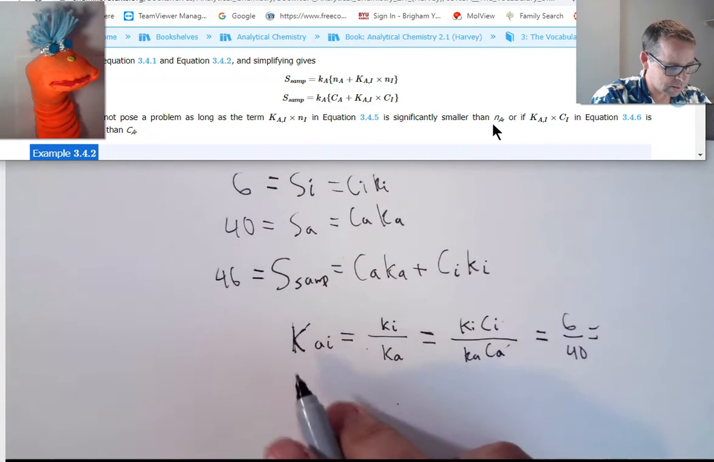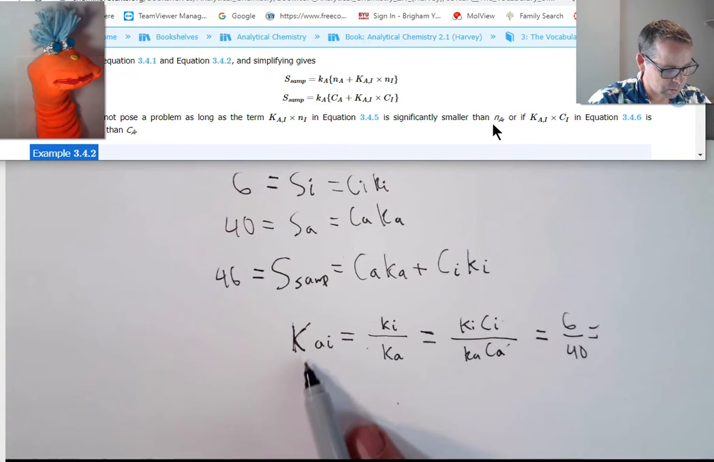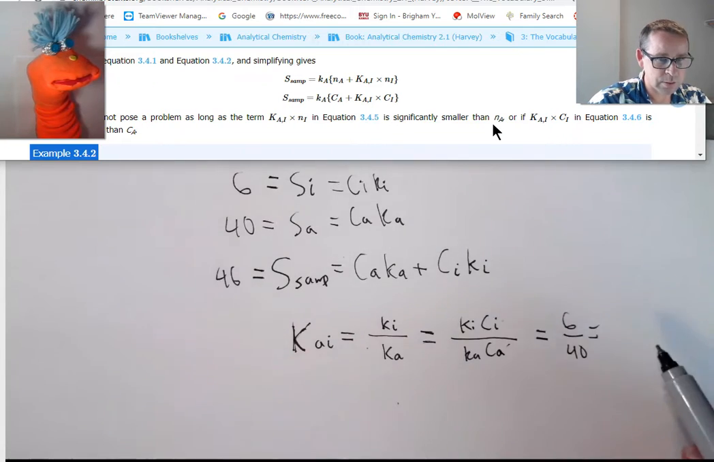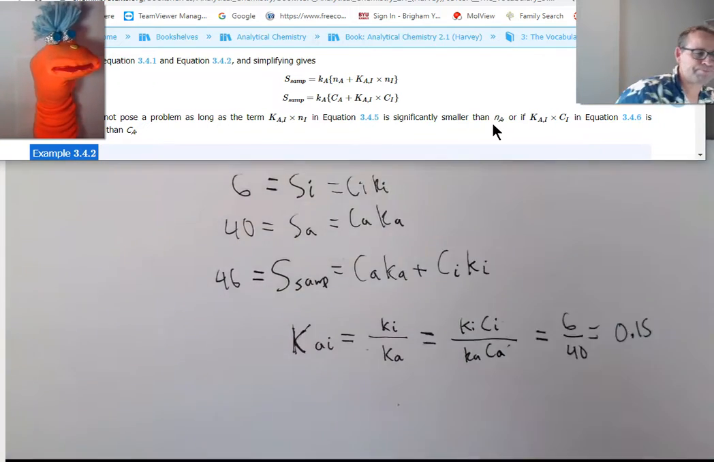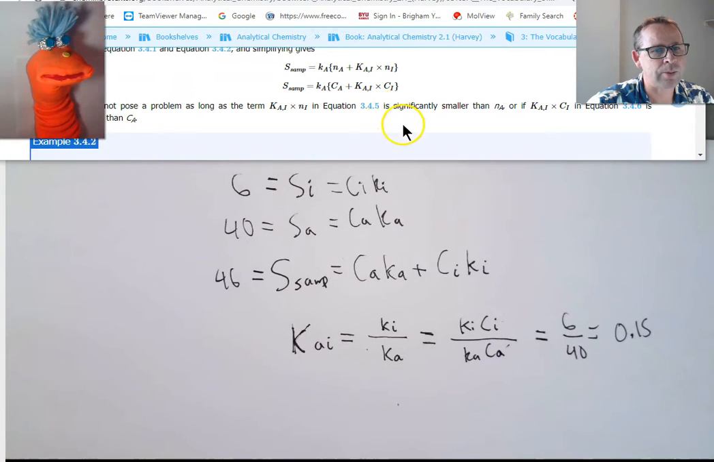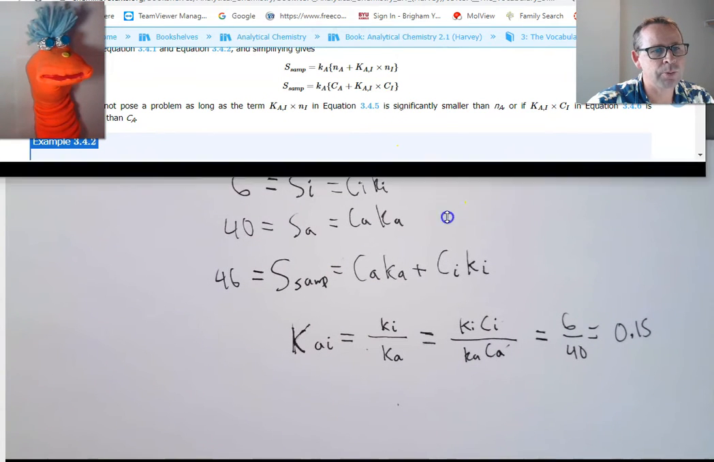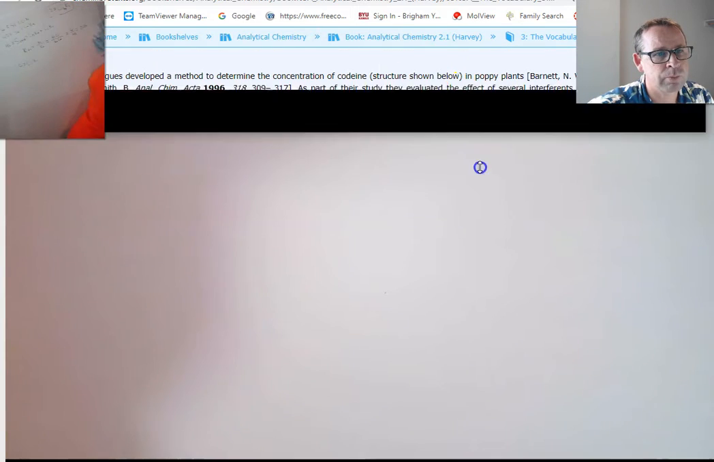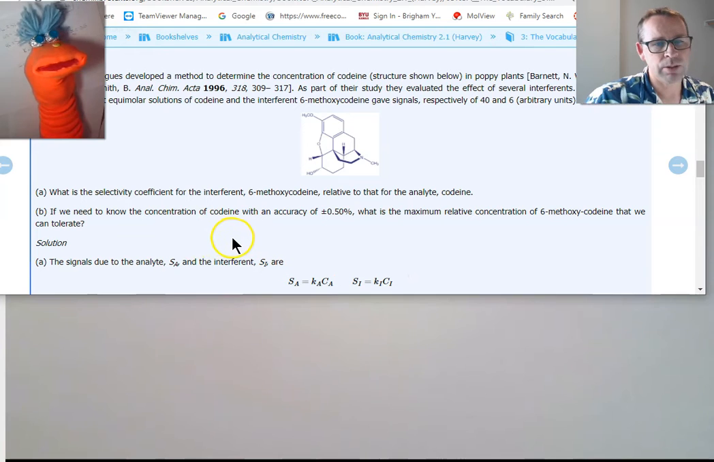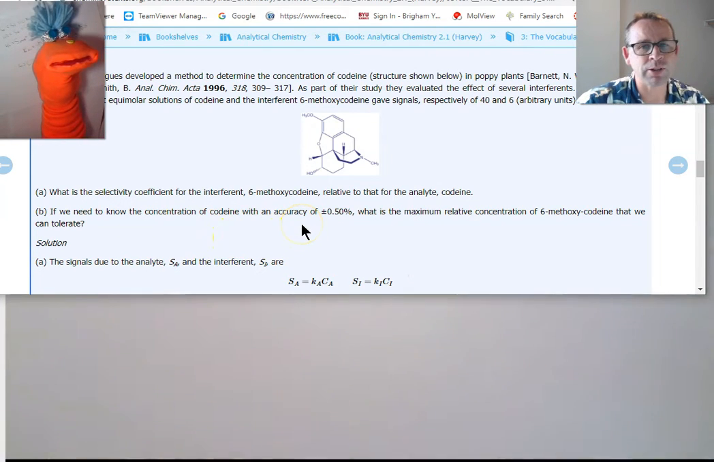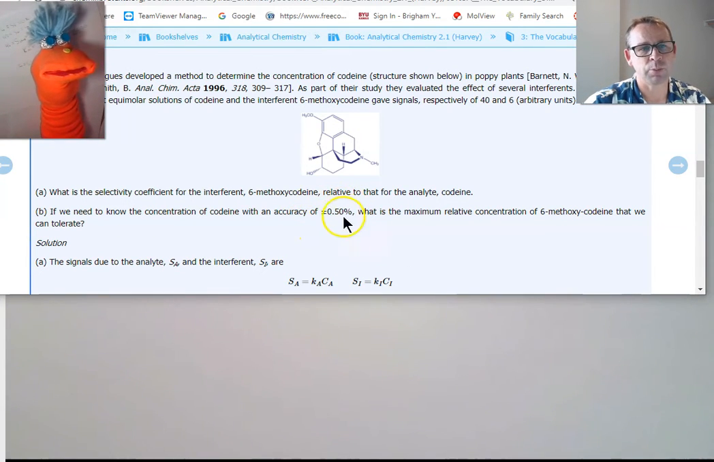And so we can get our selectivity coefficient just simply by that, which I think is 0.015. Is that right? Okay, good. Now, for part B here, they want to know, for determining the concentration of the analyte with an accuracy of 0.5%, what is the maximum relative concentration of the interferent that we can have?